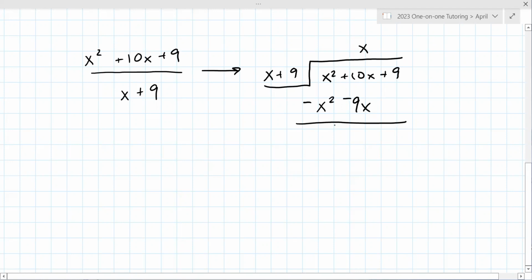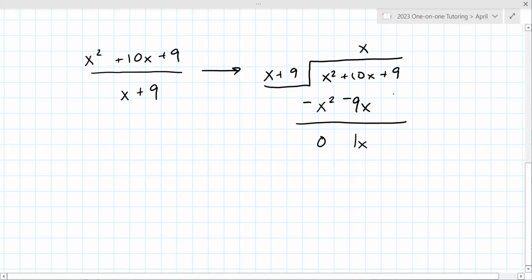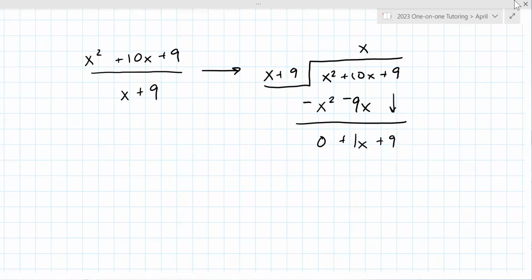So then that first one would be 0 again? Yes, if you've done it right, it is 0. The first one should always be 0. And then the second one would be whatever it is. So in this case, 10x minus 9x is 1x, and it's plus 1x, right? Yes. Okay. And then plus 9.